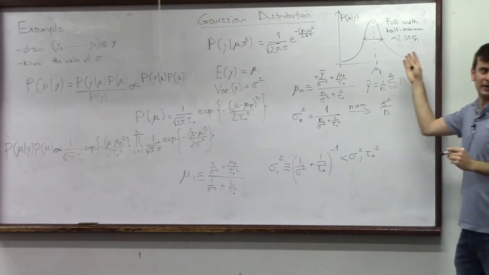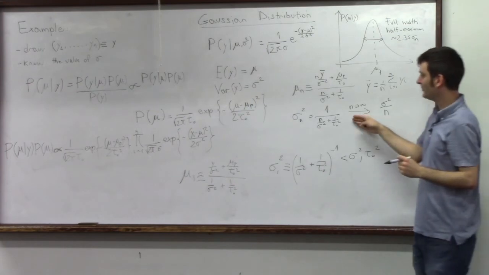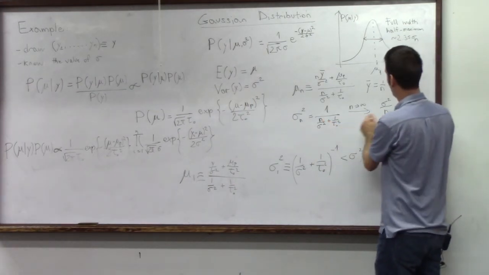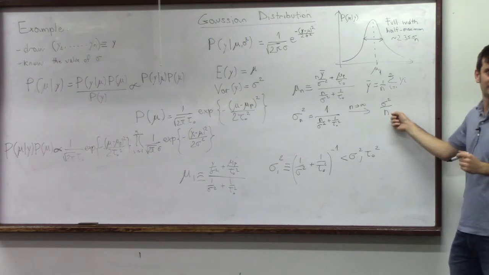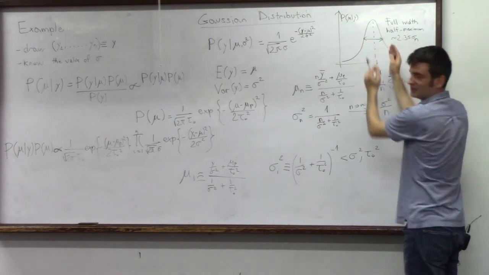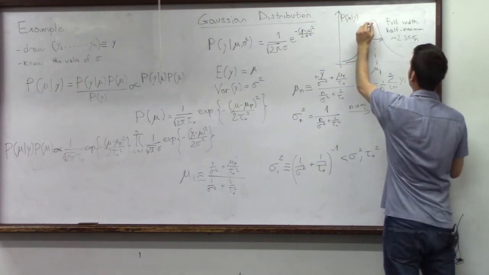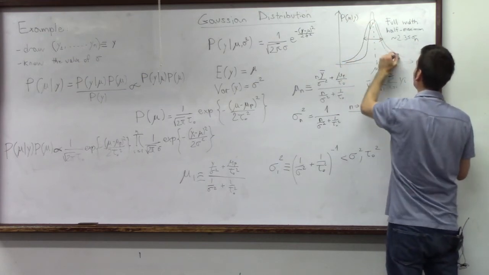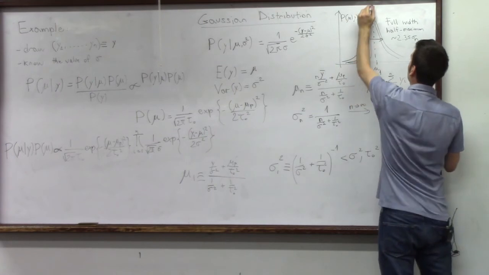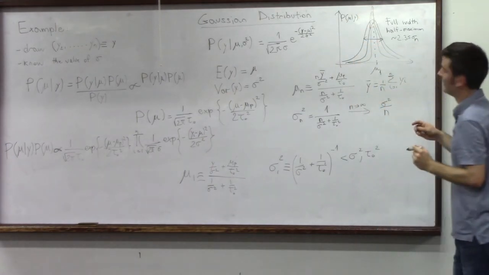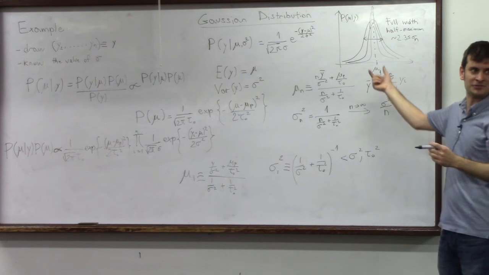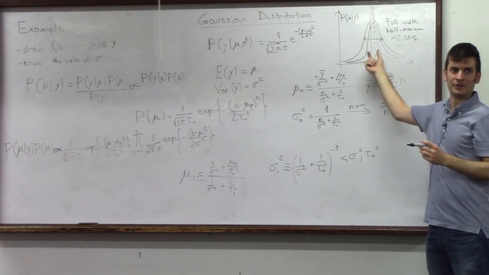In this case, sigma n. As n becomes very large, our sigma becomes smaller and smaller, which means that this distribution is going to become narrower and narrower. And what does that mean? It means that our answer is better and better constrained.